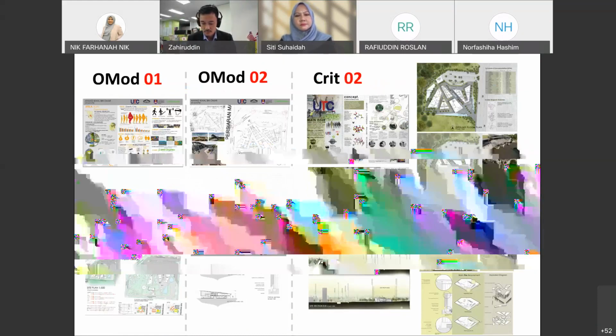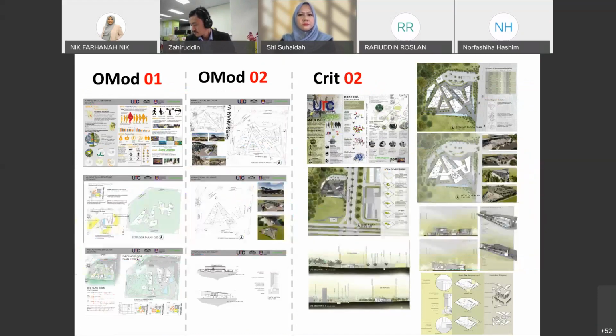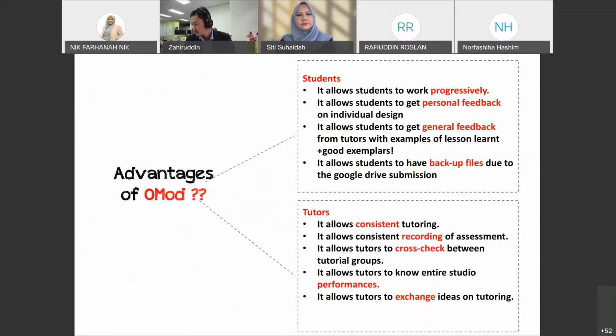Can you see the difference between the ODL process, the ODL submission and the crit session? You can see how students improve from there, and they are all ready by the time they arrive at the crit session. So what's the advantage of ODL as one of the main strategies I have implemented? It is good for the students as well as for the tutors.